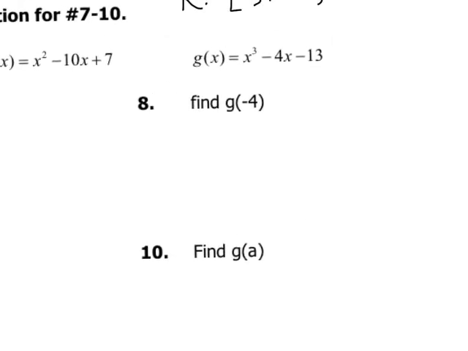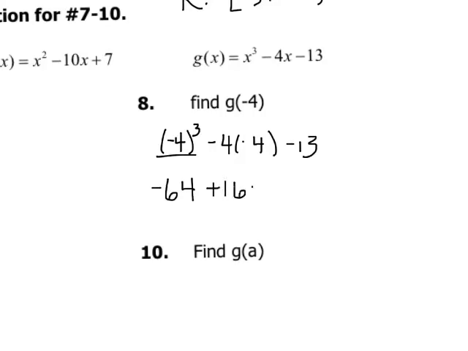G of -4. So if I plug in -4 for my G, (-4) cubed minus 4(-4) minus 13. It's good practice to put these things in parentheses. So (-4) cubed is negative 64, plus 16, minus 13. So -64 plus 16 is -48. Minus 13 is -61.